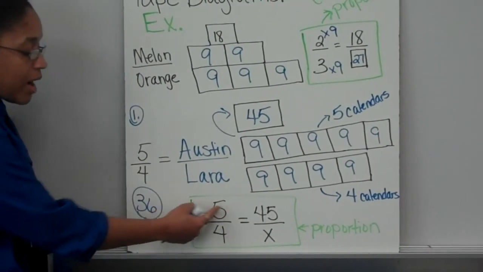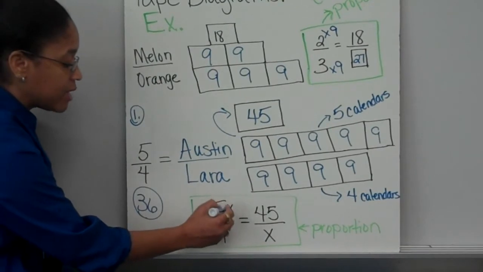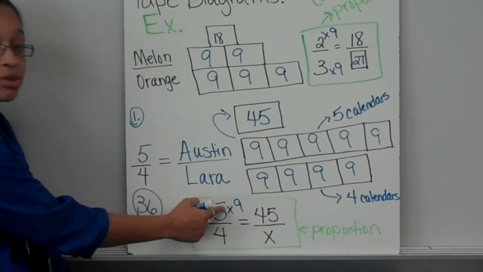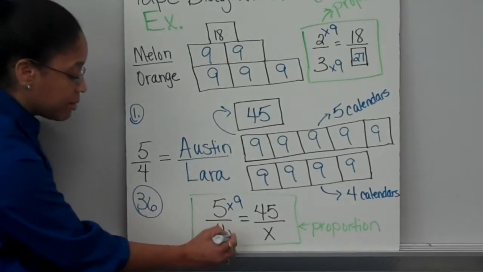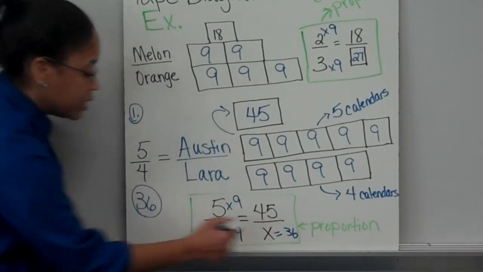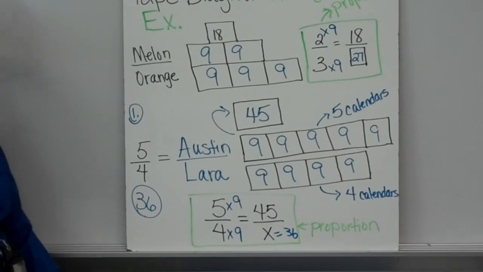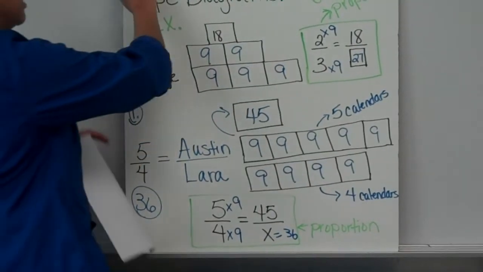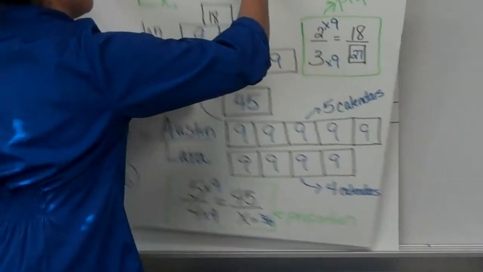So how did I go from 5 to 45? Well, 5 times 9. Whatever I do to the top, I got to do to the bottom. So this will be 4 times 9. So x is equal to 36, which is the same thing I got right here. All right, let's look at another one. Problem number 2.